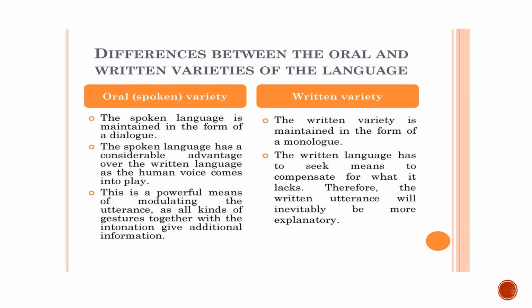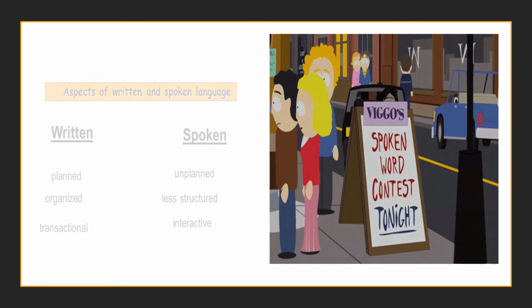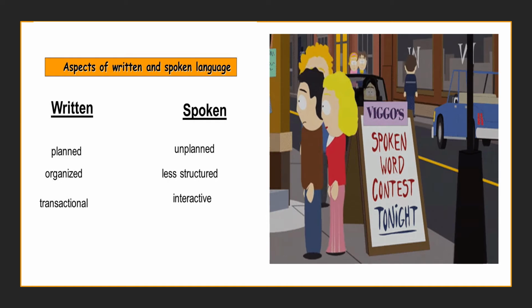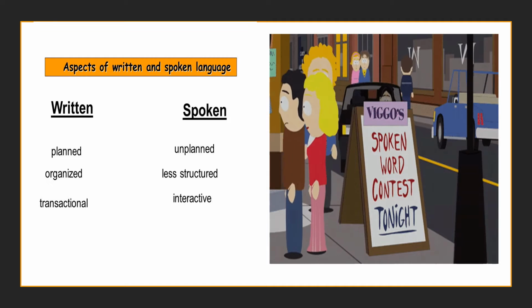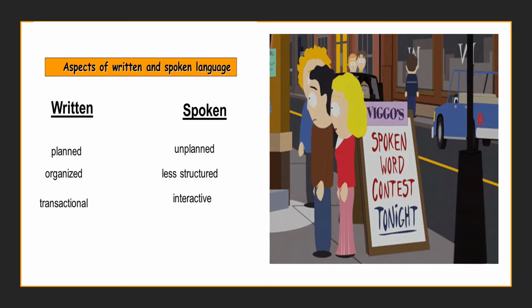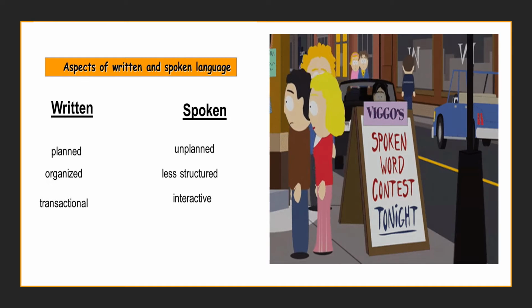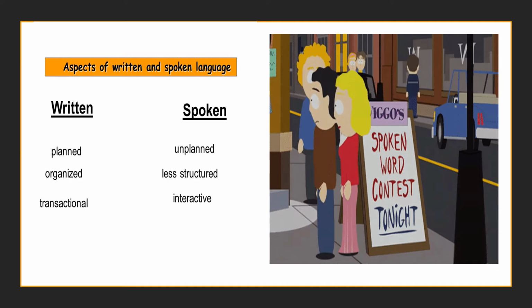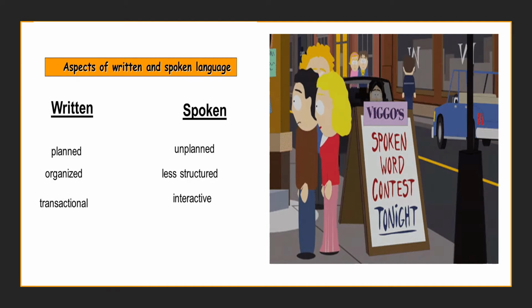The written language has to seek means to compensate for what it lacks. Therefore, the written utterance will inevitably be more explanatory. The aspects of written and spoken language: written is planned and spoken is unplanned. Written is organized while spoken language is less structured. Written text is transactional while spoken language is interactive.